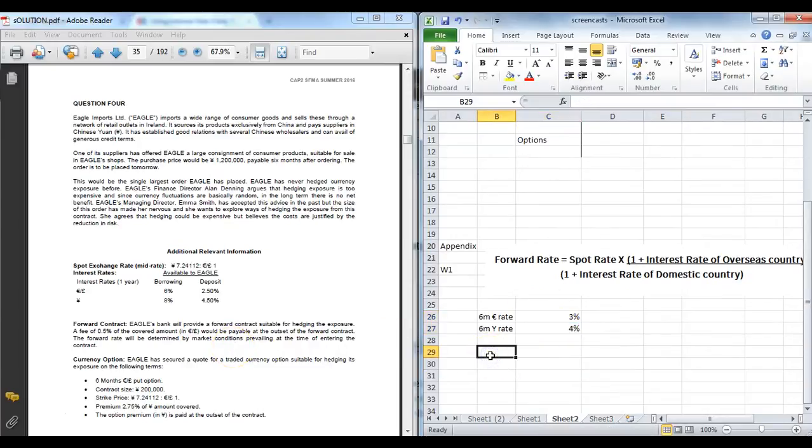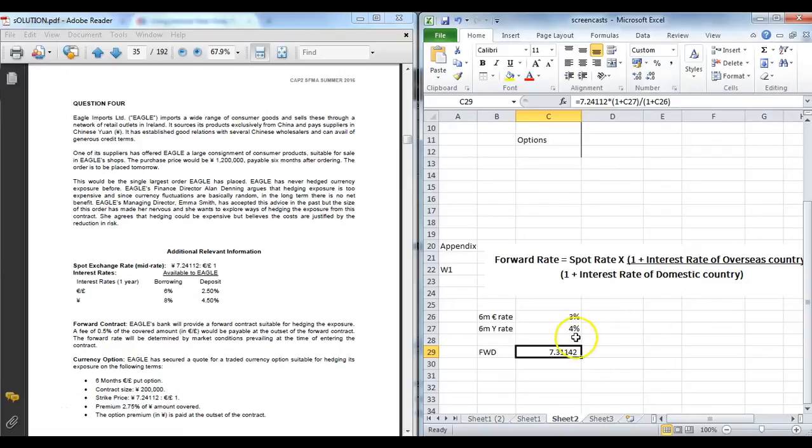So the forward rate then you can work out using the formula. It will be the spot rate 2.4112 times 1 plus the overseas rate divided by 1 plus the euro rate. So the expected rate in 6 months time is 7.31142. Alright, and the one little trick to remember here is whichever currency has the higher interest rate will likely depreciate over the period.